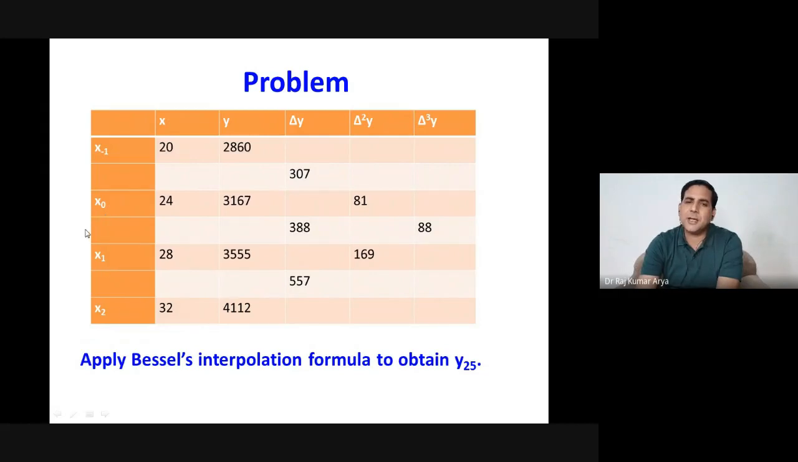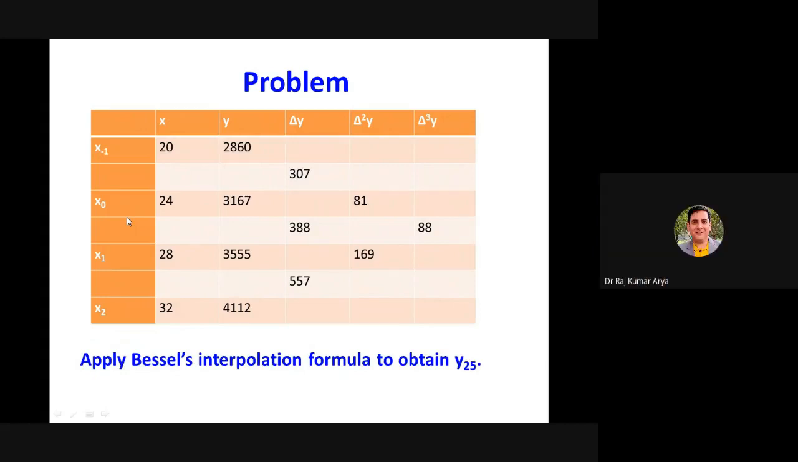We should choose your x naught as a point which is close to your unknown value. You are interested in calculating y at x equal to 25. So x equal to 25 is close to this value 24. That's why you denote this point as x naught. That is the way to fix x naught in the case of Bessel's interpolation. Is that fine? You just check where you are calculating.